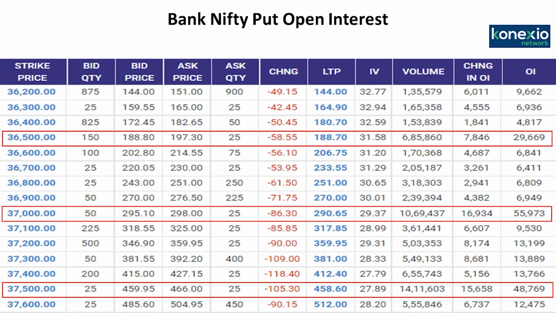So as I said, next week is an expiry week. We might see a highly volatile trading session. The option writers are highly active in out of the money calls and out of the money puts in Nifty and Bank Nifty on both sides. So we might see huge volatility for the next week.